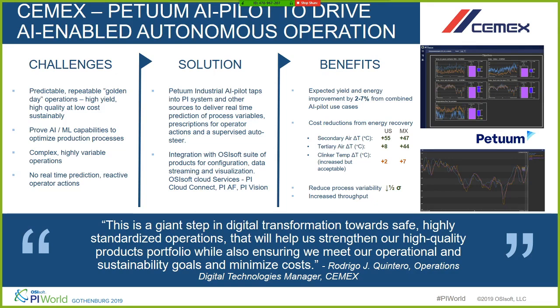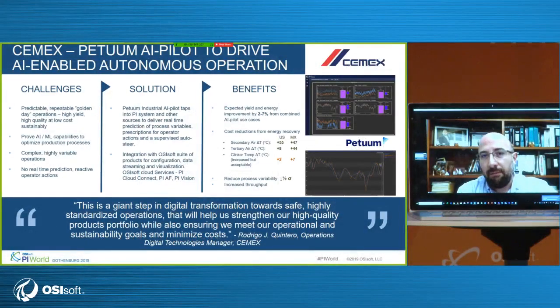The secondary air is more important in this case than the tertiary air. And for clinker temperature, even though it did not decrease, it increased a little bit, but we're getting a lot of heat recovery. The other thing is that we were able to reduce the process variability by half of a standard deviation, or we took the standard deviation of our variables to half of their values, comparing when we are using the autopilot to when we're running manually by the kiln operator.